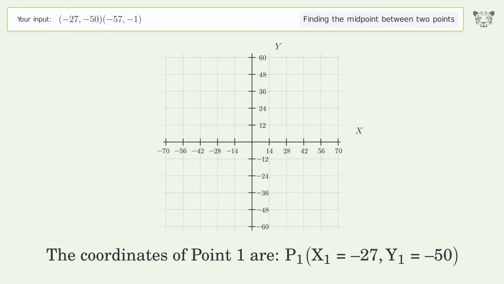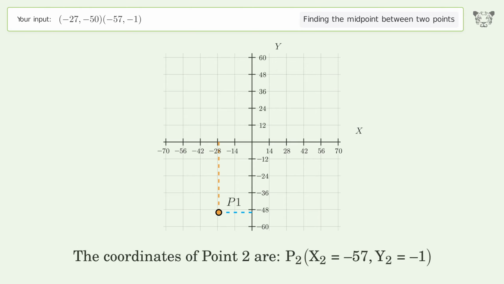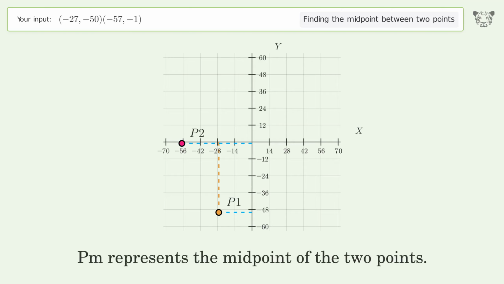The coordinates of point 1 are, x1 equals -27, y1 equals -50. The coordinates of point 2 are, x2 equals -57, y2 equals -1. PM represents the midpoint of the 2 points.